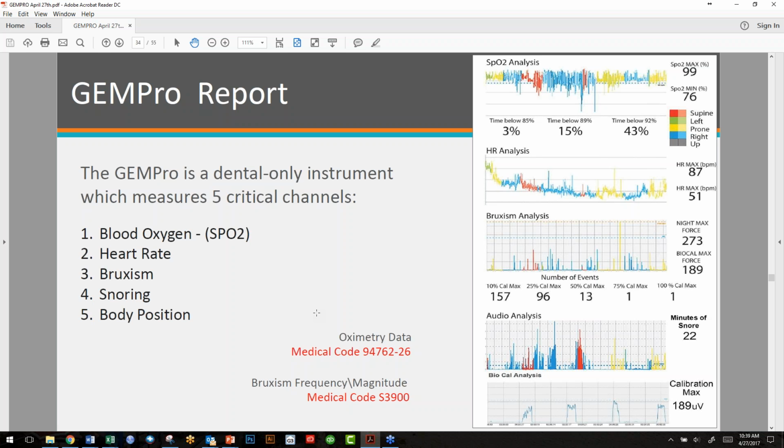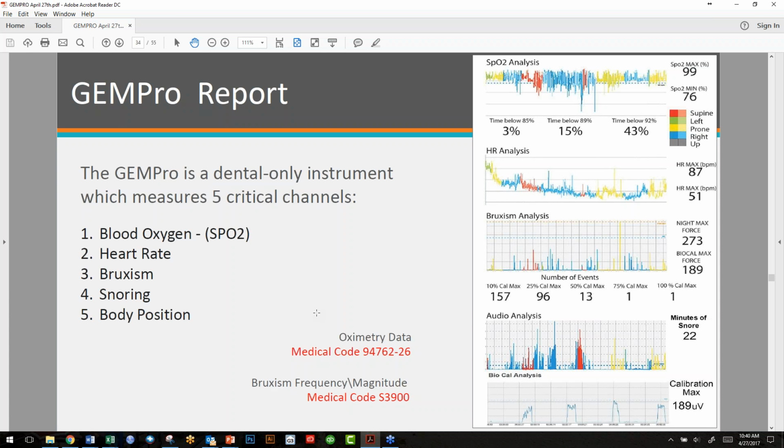Bruxism analysis. So again, what we do here is the taller the spike, the stronger the clench. And because it's body position related, if you see a big spike right at a position change, you just know that that patient's kind of moving positions. If you see spikes within the color realm, then we know that those are genuine clenches or grinds. Okay.